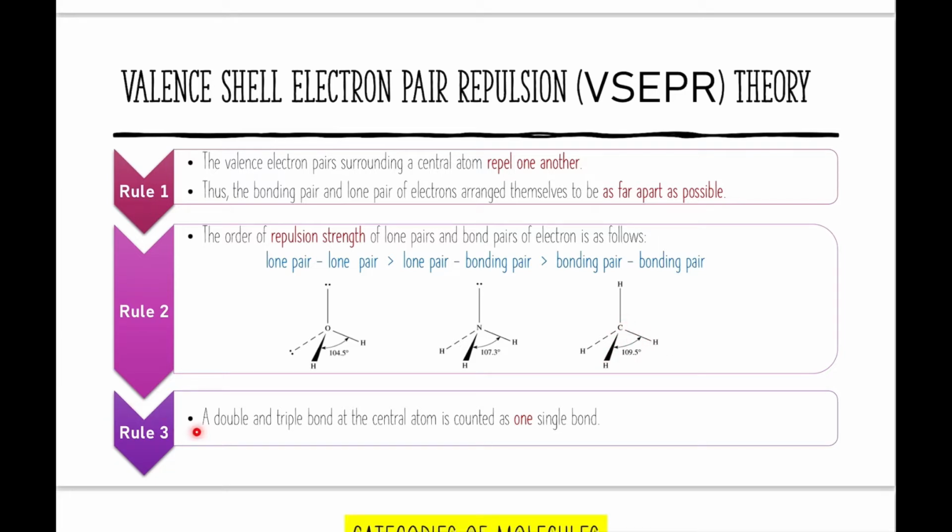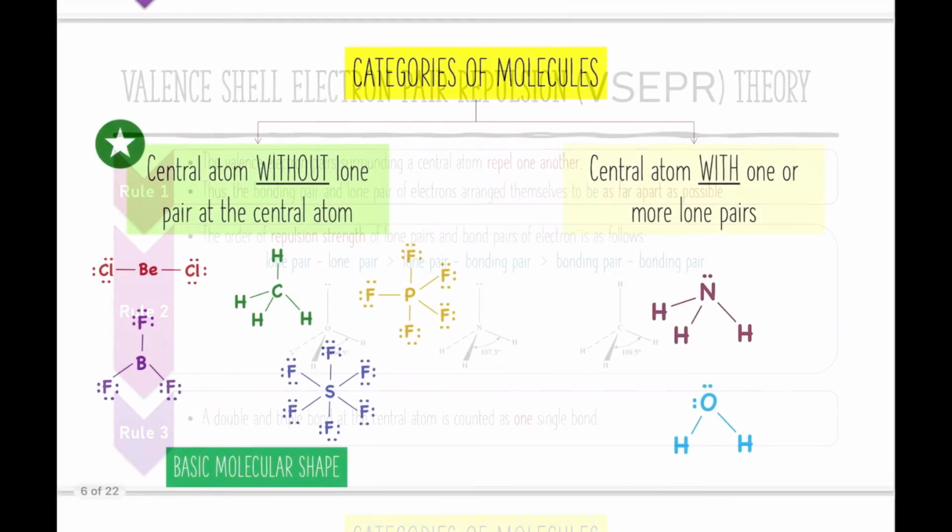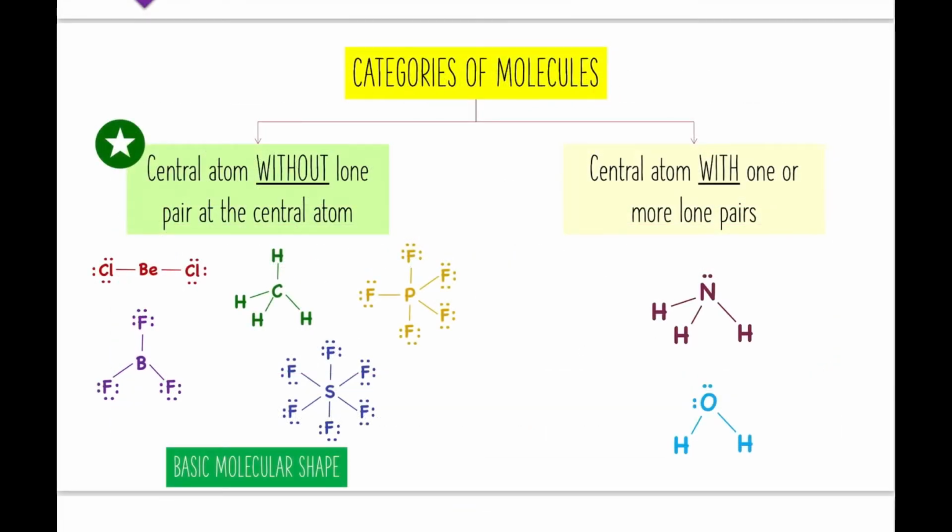The last rule is a double and triple bond at the central atom is counted as one single bond to decide the molecular geometry. There are 2 categories of molecules. The first one is central atom without lone pair, and the second one is central atom with one or more lone pairs. As you can see here, in the first category, the central atom has no lone pair at all. Therefore, all of these molecules will have a basic molecular shape. While in the second category, there are one or more lone pairs at the central atom. Therefore, it will not have a basic molecular shape.